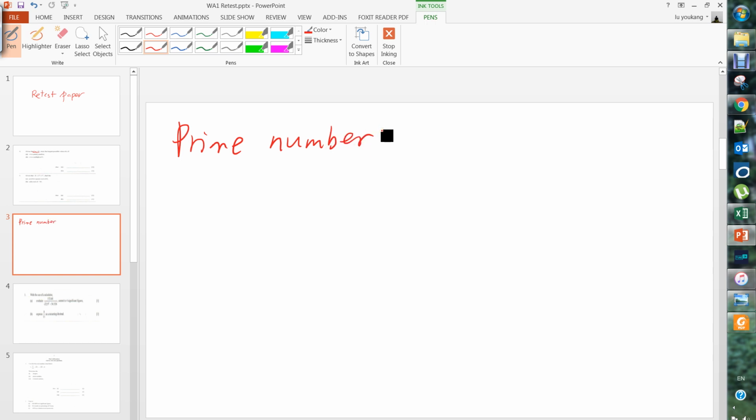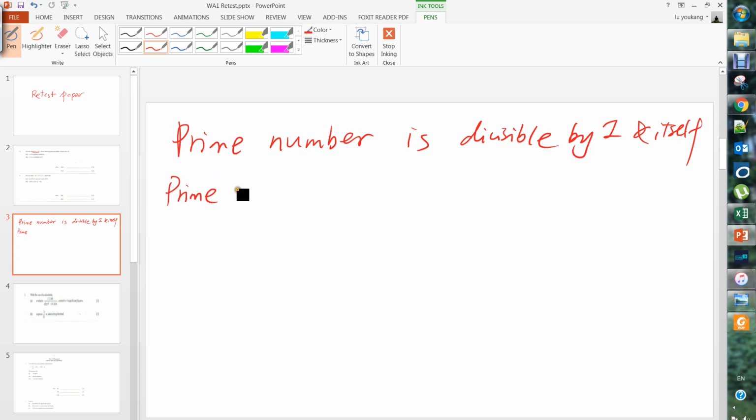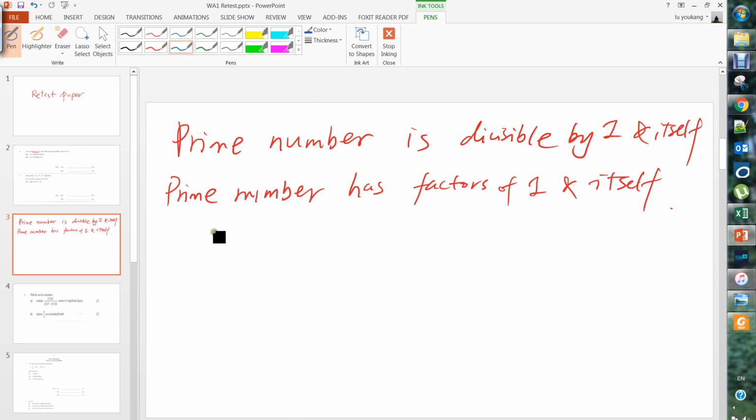So the definition of a prime number might vary from person to person, but my understanding of a prime number is divisible by 1 and itself. Okay, or you can actually take this definition. A prime number has factors of 1 and itself. Okay, they should mean the same thing. Okay, let me give you some examples of a prime number.